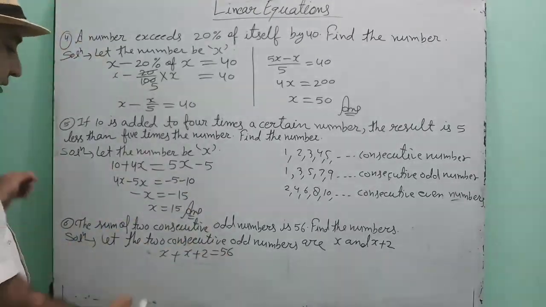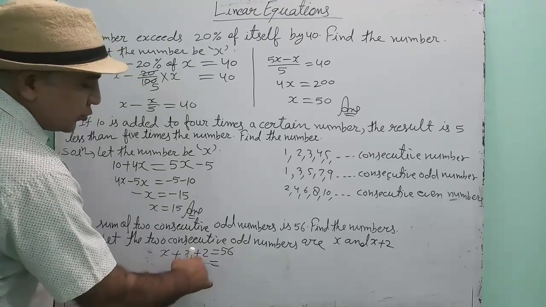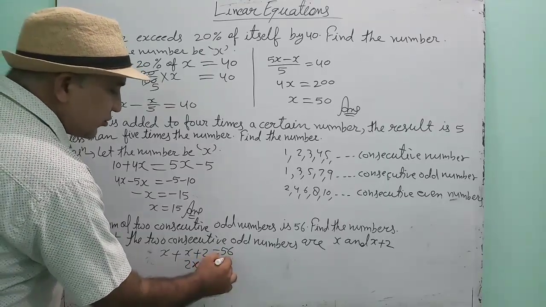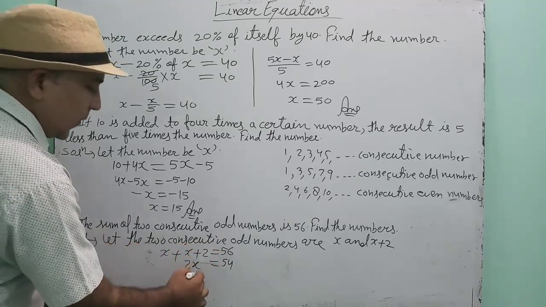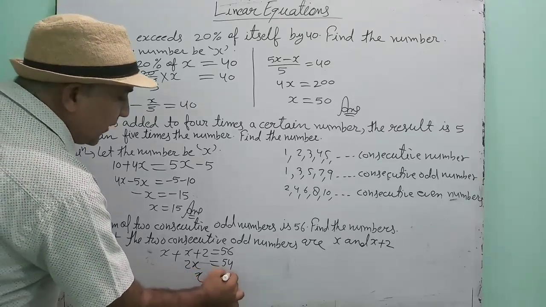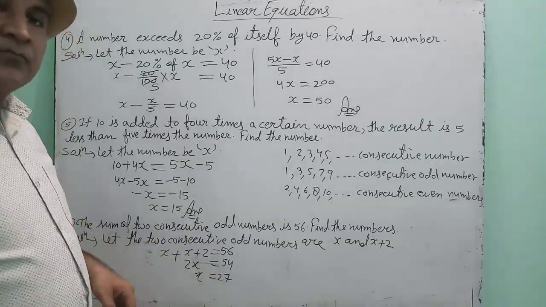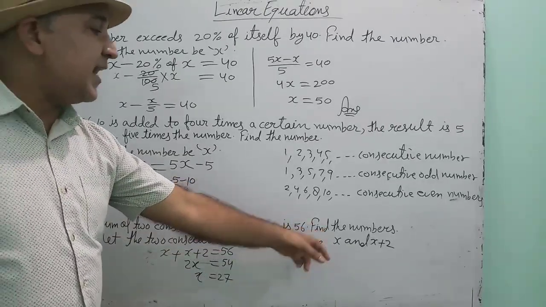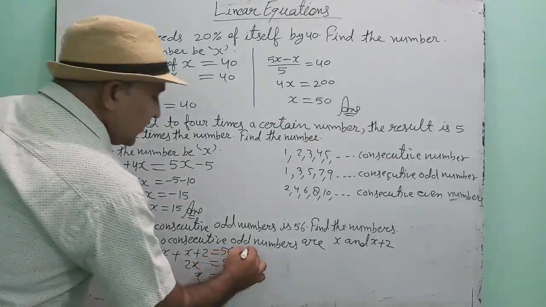Now solve and get your answer. x plus x is 2x, plus 2 will be transferred to the right hand side, it will be subtracted. 56 minus 2 is 54. So x is equal to 54 divided by 2, that means x is equal to 27. But this is not your answer. Why? Because there are two numbers, x and x plus 2, and you have got only one number, 27. So what will be your answer?